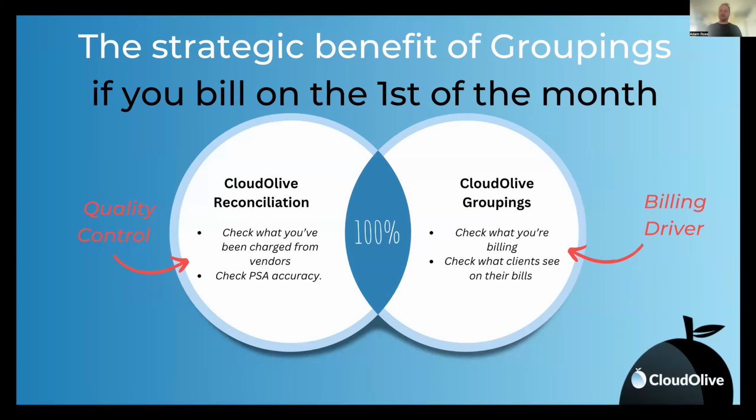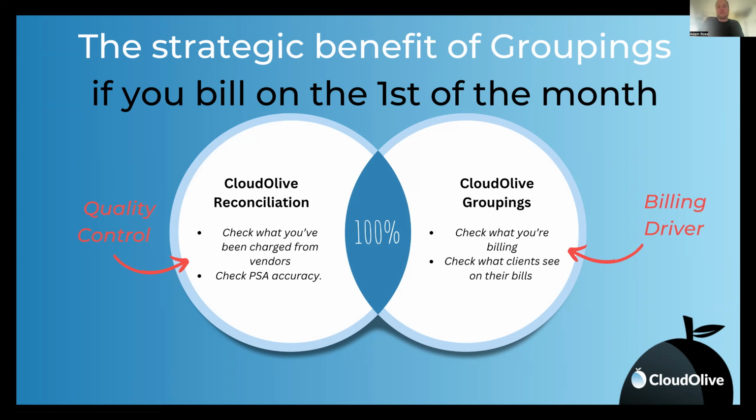And this is why I think every single MSP on the planet should have this lens into their PSA construct. If you're billing very early on in the month, the first of the month, let's call it, the CloudOlive groupings can actually begin acting as your billing driver. So we take the business premium count, we align everything else out, we get the bills out the door, okay?